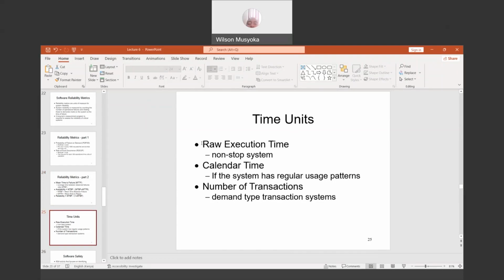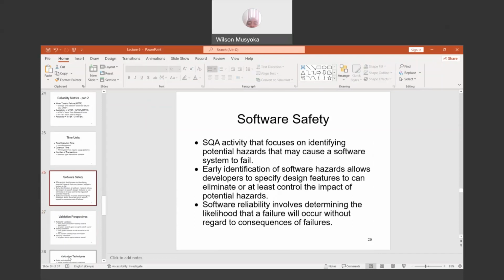Or it has been running maybe for 365 days non-stop, or it has given this number of transactions for this period of time. So that is how you can be able to test it.